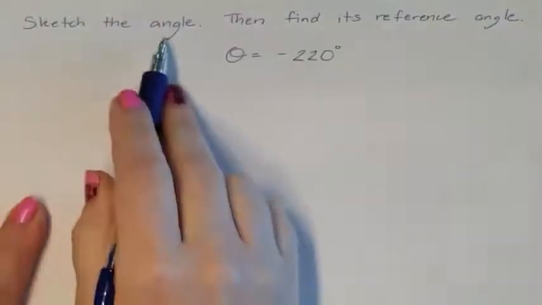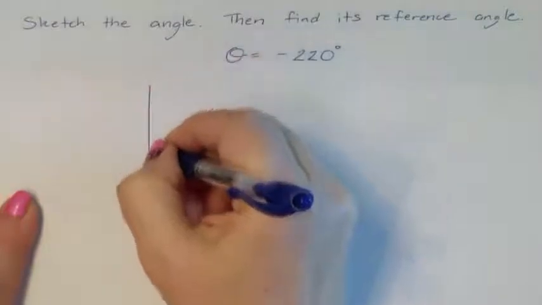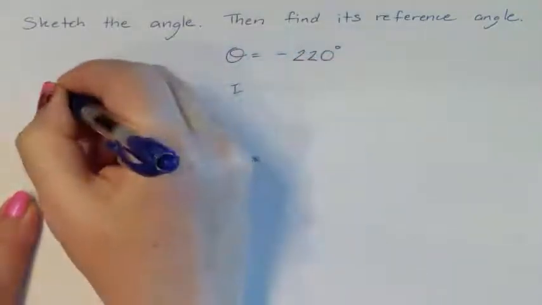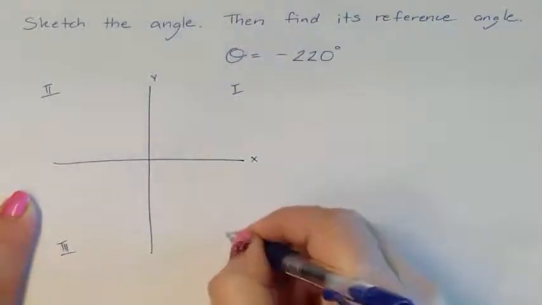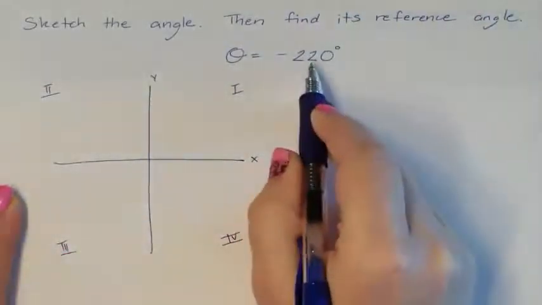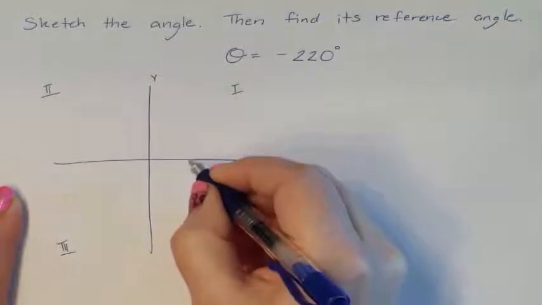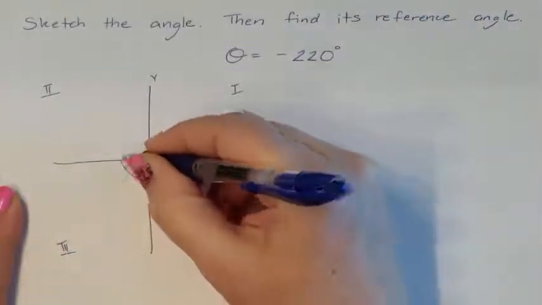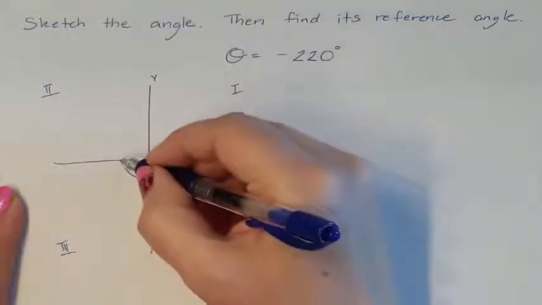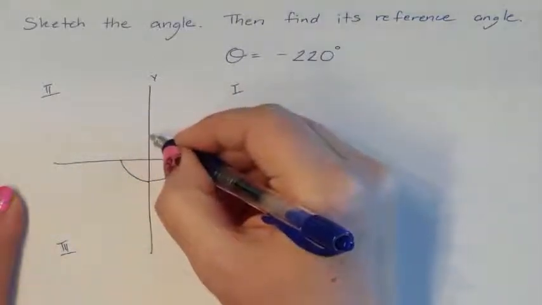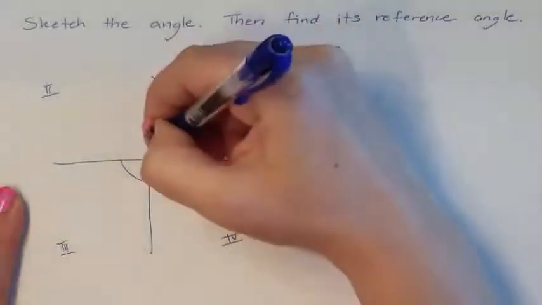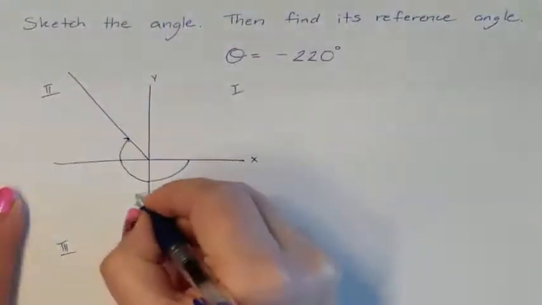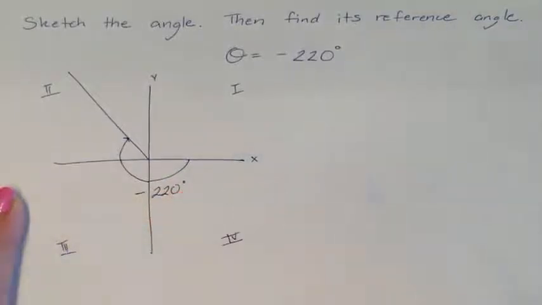So we're being asked to sketch the angle negative 220 degrees. So we need an XY axis, quadrant 1, 2, 3, and 4. Negative 220 degrees means it goes backwards. So if I went backwards, that's 90. Another 90 would have been backwards 180. If I went another full 90, I would have gone backwards 270, which is too much. So I know I end somewhere in here in quadrant 2. So this is negative 220 degrees.